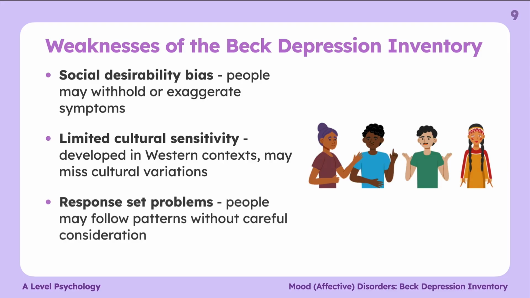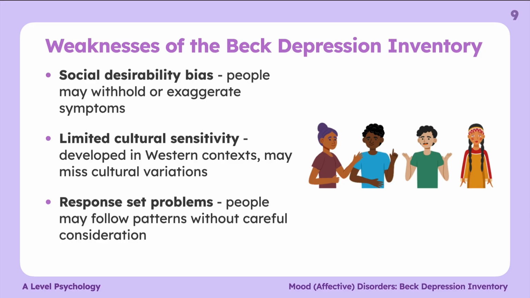Now, the response set problem is another problem, because people may follow patterns without careful consideration. That's the issue with the response set. People are given the same type of answer to multiple questions without really considering each one carefully. Since all 21 items follow a similar format, with increasing severity from 0, having no symptom, to 3, very, very severe, someone might fall into a pattern of always choosing 2s or 1s or 3s rather than thoroughly considering each option for themselves.